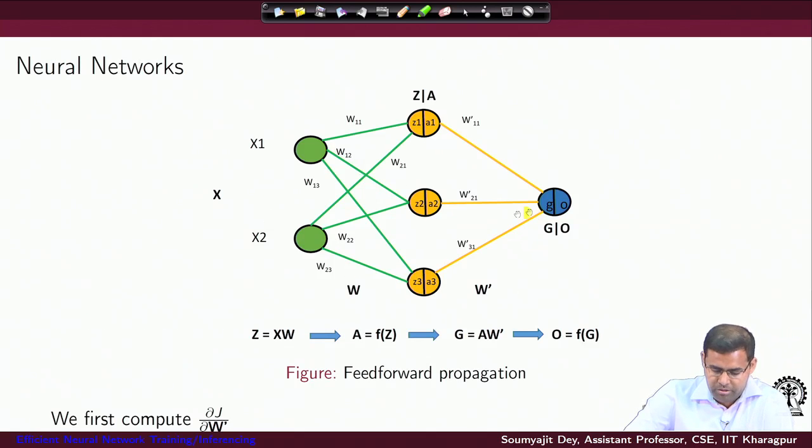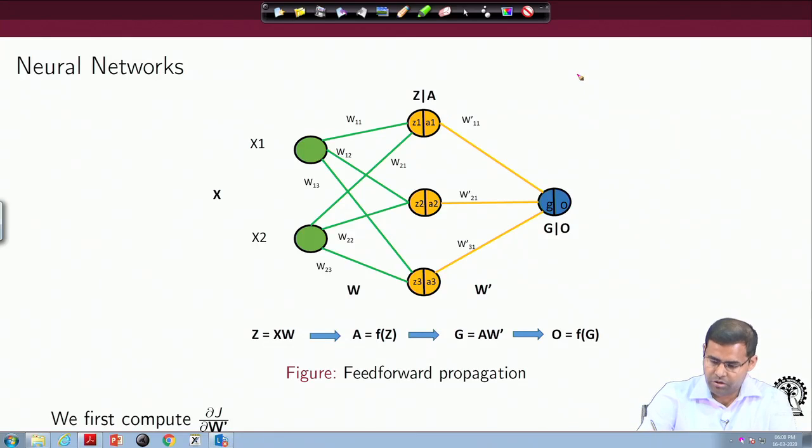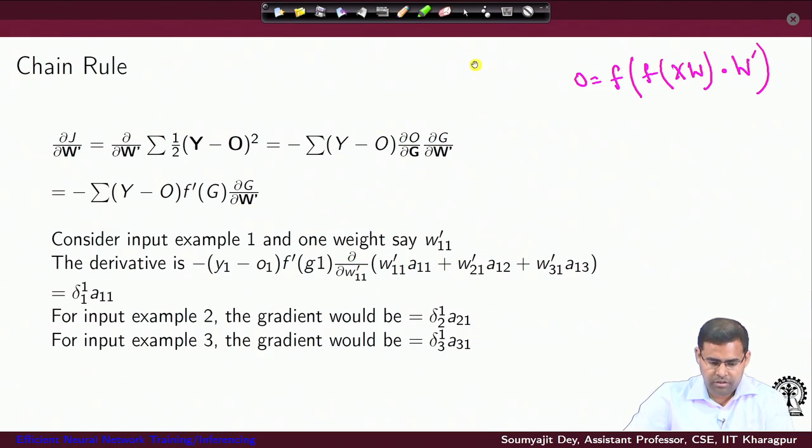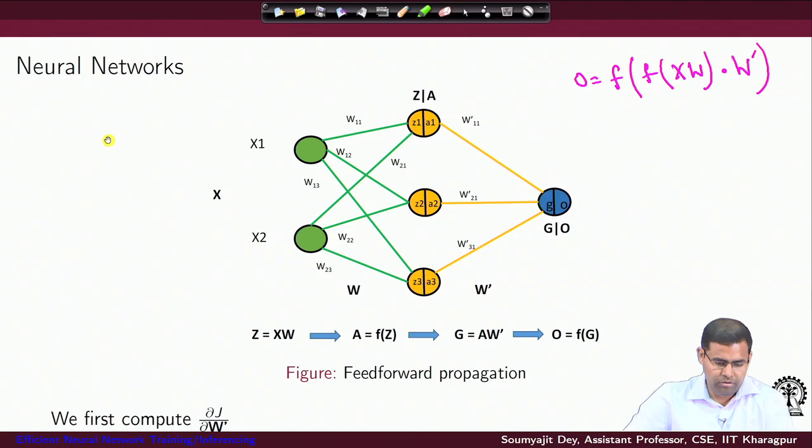With this we will first see what is going on in the feed forward propagation. As we have seen in the feed forward propagation, what we get was this output. Output is nothing but the activation f on the input followed by w multiplied by w prime, and then again the activation. This is my feed forward propagation, right. Now, using the output I need to figure out what my j is, and then we have to do the computation of del j del w prime, right.